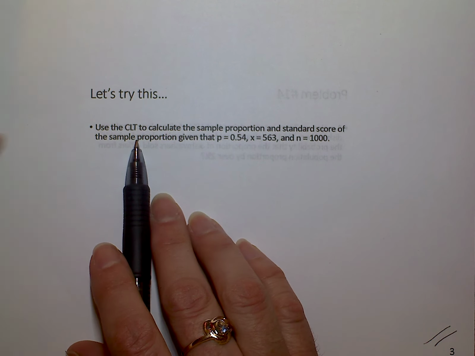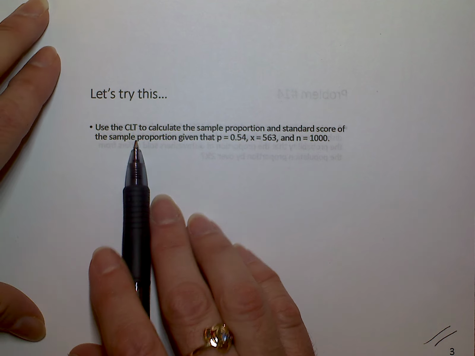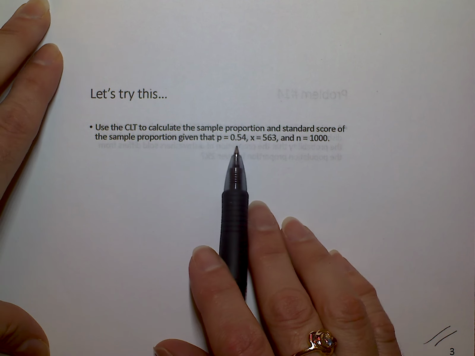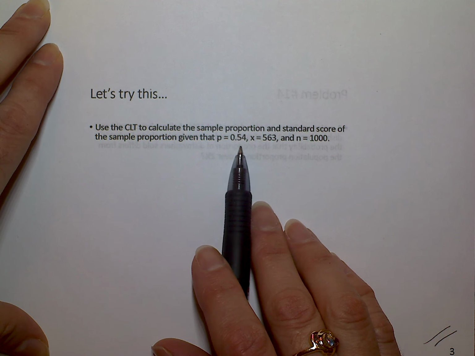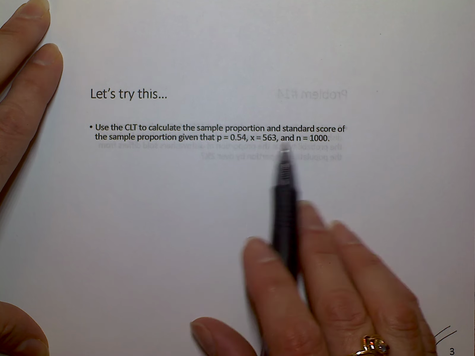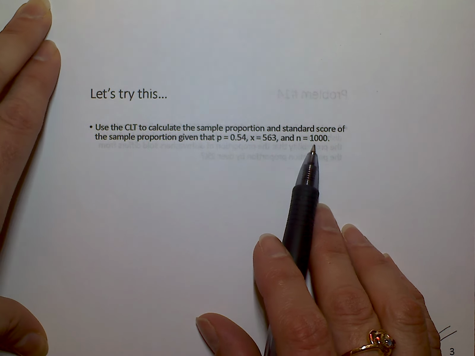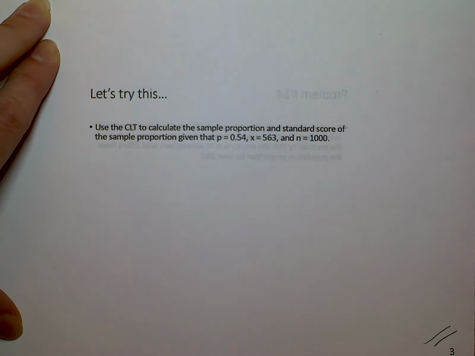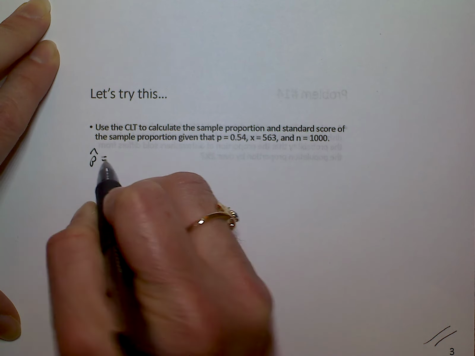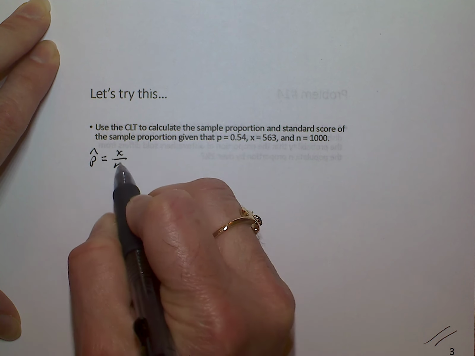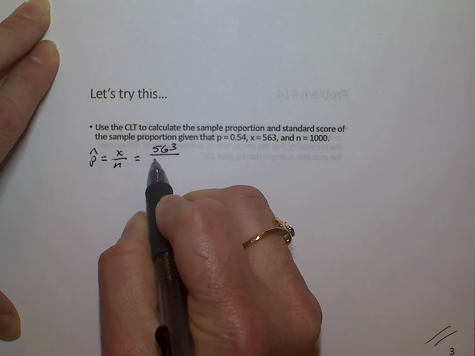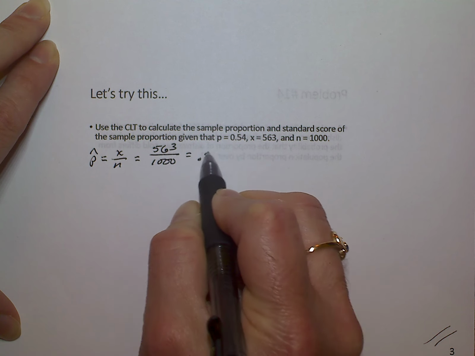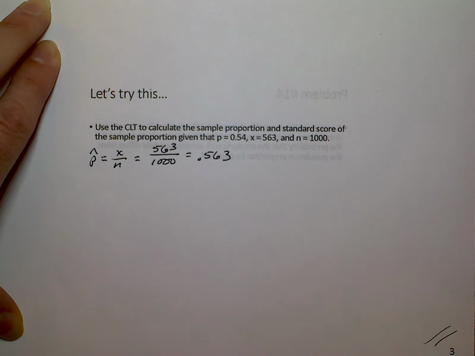For this one, we're going to use the CLT to calculate the sample proportion and standard score of the sample proportion. Given that P, which is the proportion for the population, is 0.54, X is 563, and N is 1,000. What it doesn't give you is our handy-dandy p hat. So for p hat, we had the formula x over n. So x is 563 over 1,000 for n, and there's p hat.